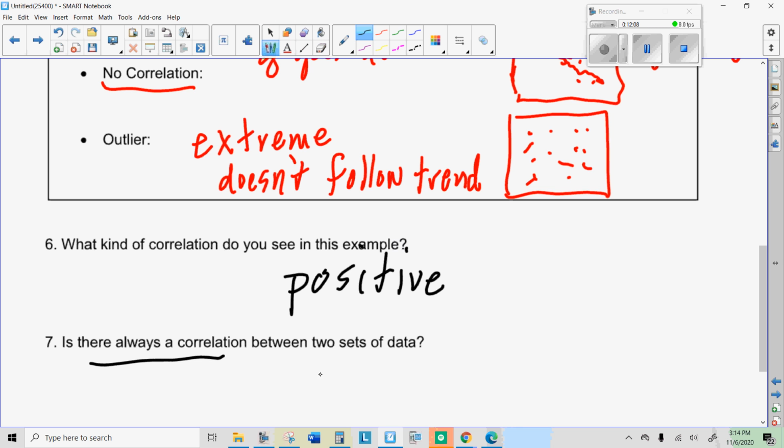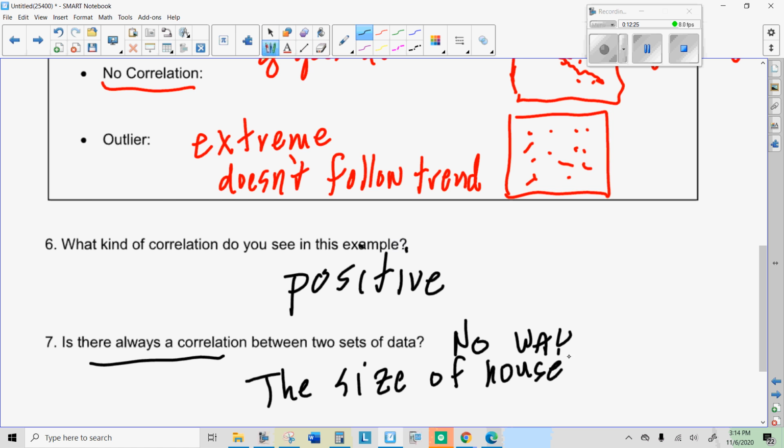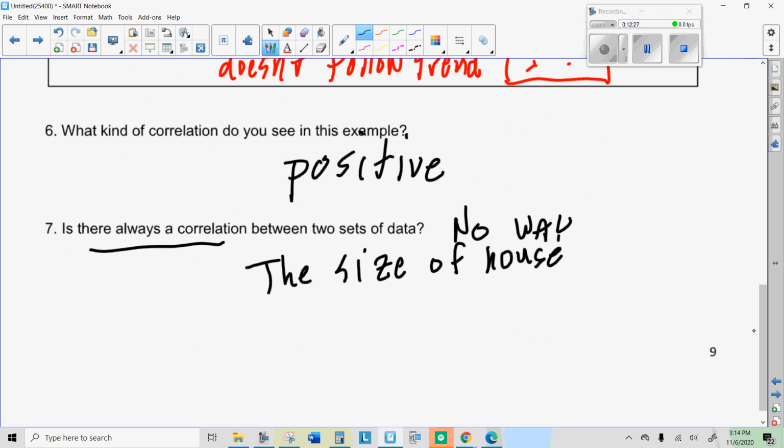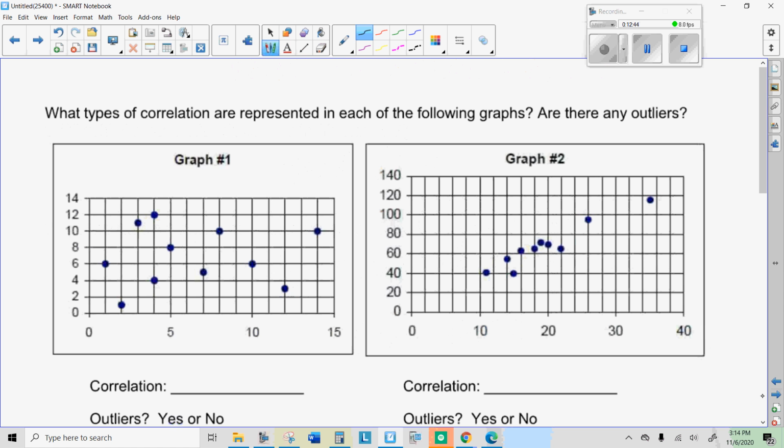Is there always a correlation between two data sets? No way. In fact, most data sets don't have any correlation. Like if you correlated the size of your house against your shoe size. Basically, just because you live in a big house doesn't mean you have big feet. Okay? All right, let's check this out.